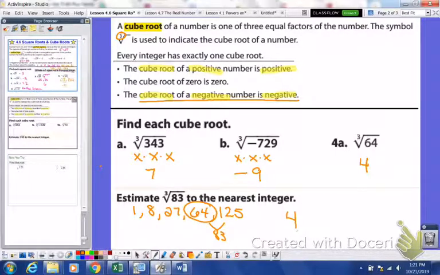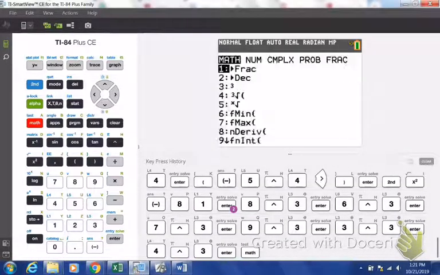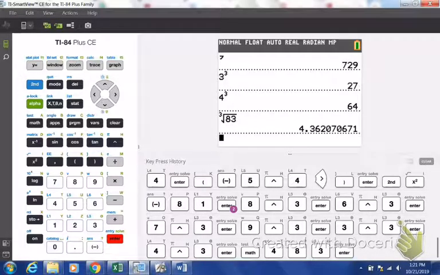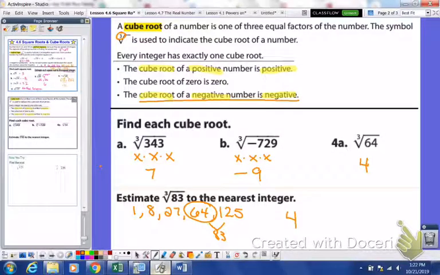If you would like to double check on your calculator, hit math, then go down to the fourth one. That gives us our cube root. We were working with 83. So the cube root of 83 is 4.36, etc. So to the nearest integer, that would round down to a 4. But we might ask you to do a problem like that without a calculator, so make sure you're able to do that. All right, so there's your lesson on cube roots.